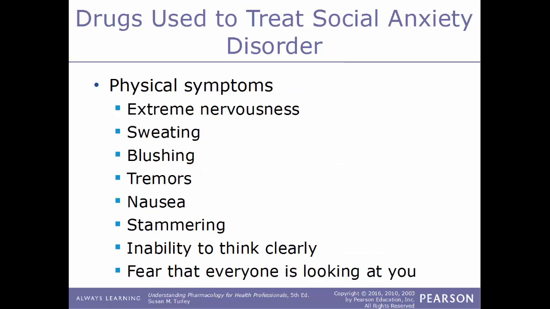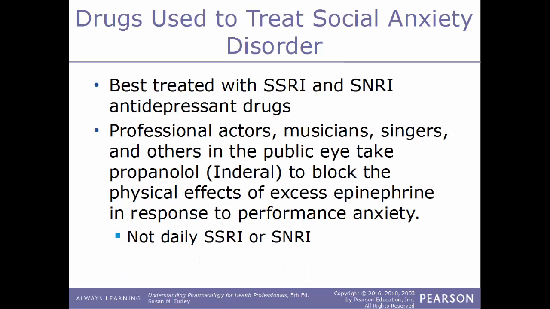There are multiple physical symptoms that come with this disorder: extreme nervousness, sweating, blushing, tremors, nausea, stammering, an inability to think clearly, and a fear that everyone is looking at you. This condition is best treated with SSRIs and SNRIs, antidepressant drugs.